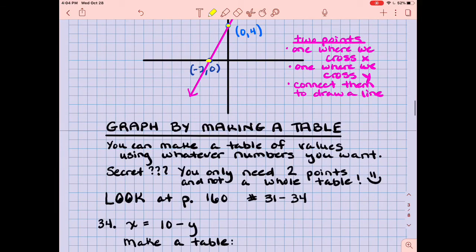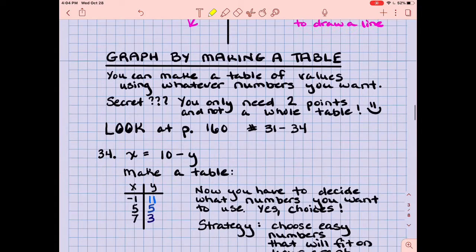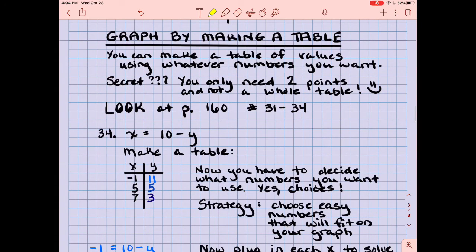We can also graph, so that's one way to graph. We can find the intercepts. We can also graph by making a table. So we can make a table of values using whatever numbers we want to. This really bothers some people, but there are infinitely many choices. Some of them are not very wise. For example, if you choose 10,000 for one of your numbers, your graph is going to be kind of large, or your scale is going to be kind of really compressed.